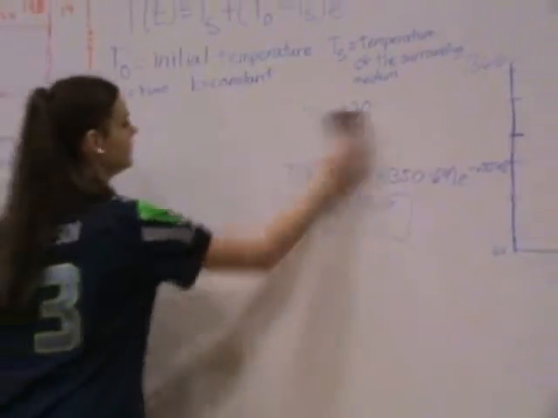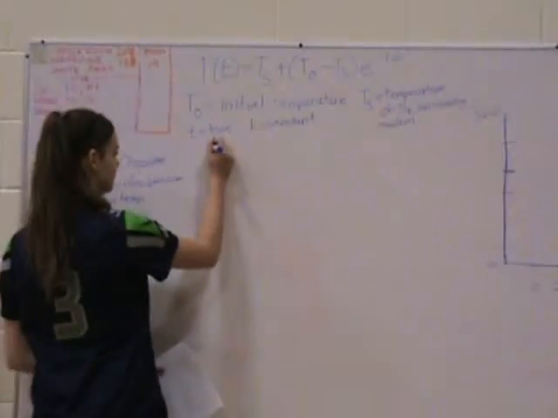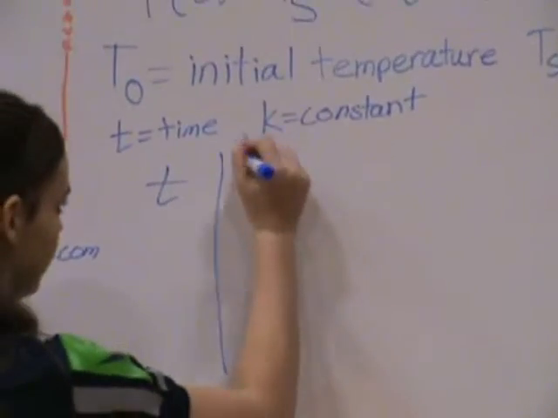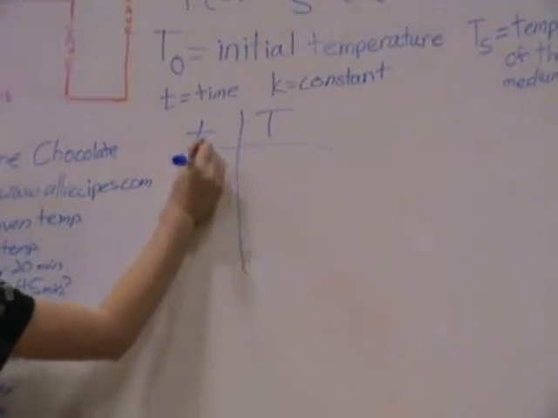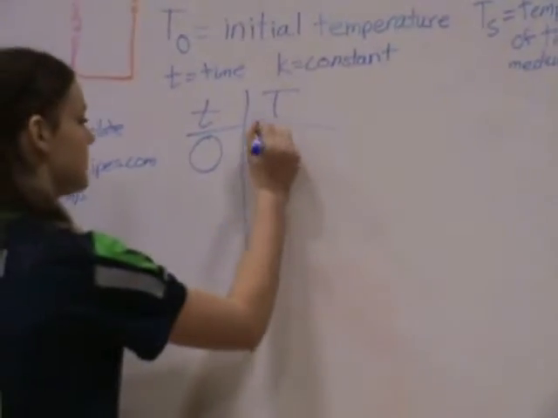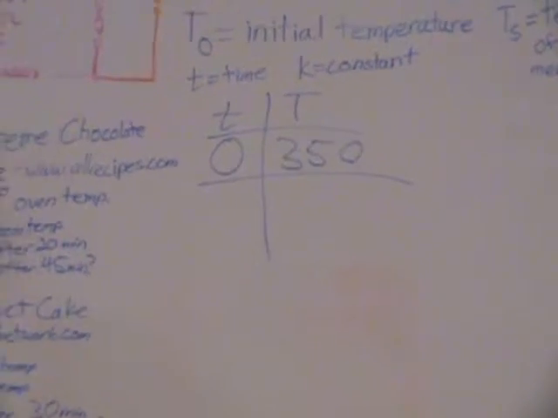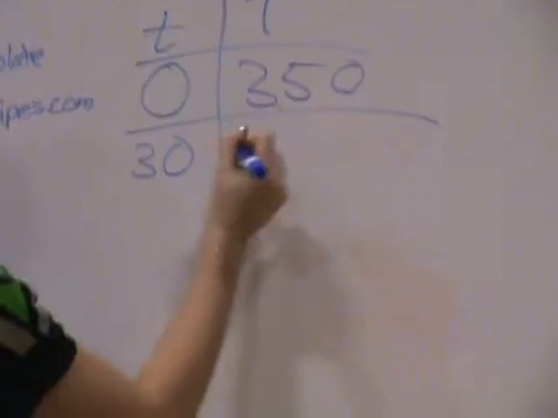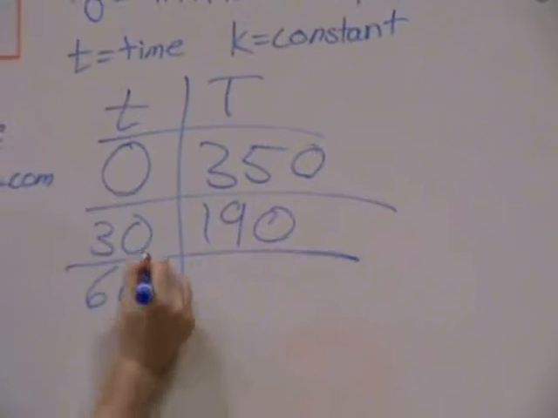Erase everything here. And one of the ways you can organize this data is into a table. So you can say, this is time, and this is temperature. So when you pull it out, at time 0, it would be 350 degrees. Then for this example, I said it was going to be about 30 minutes to have it go down to 190.